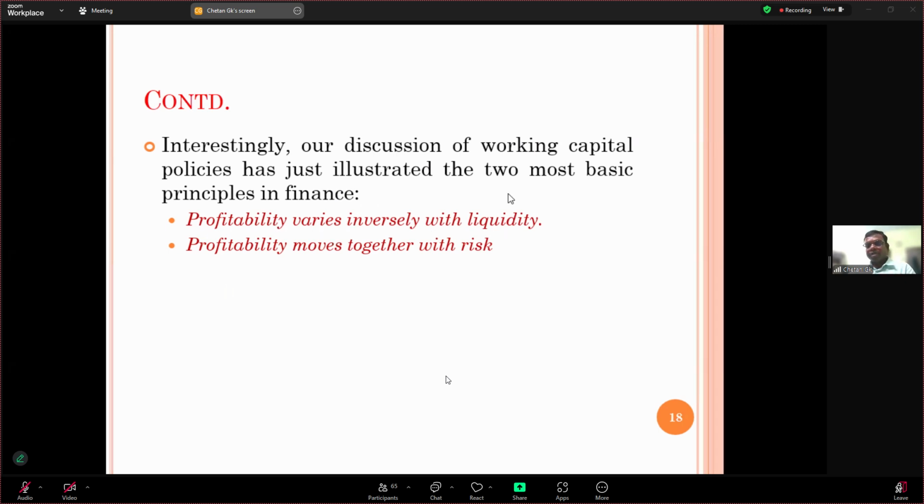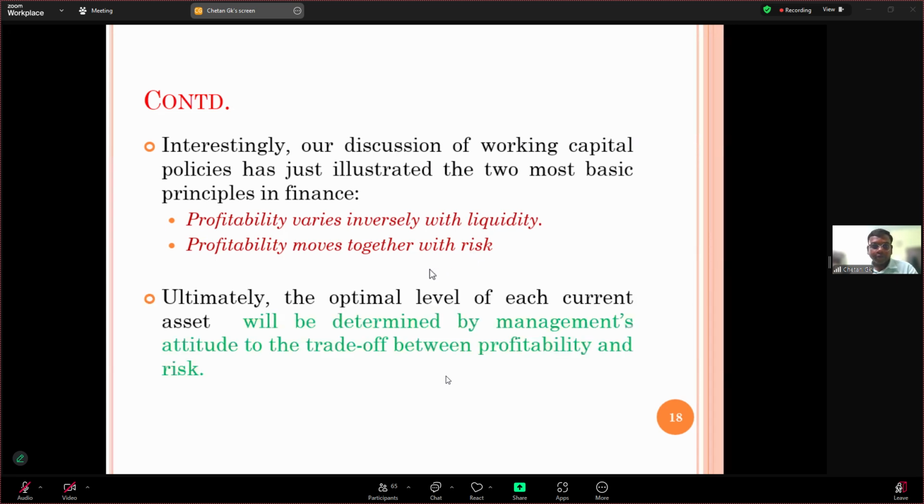If the liquidity is high, the profitability will be low. And you understood that profitability moves together with the risk. If the profitability is going to go higher, the risk is higher, which means you are actually managing with policy C. Risk is higher, right?